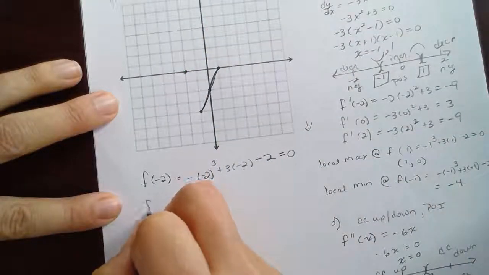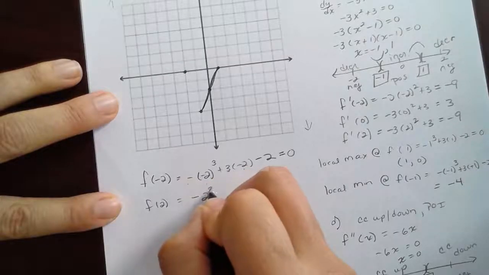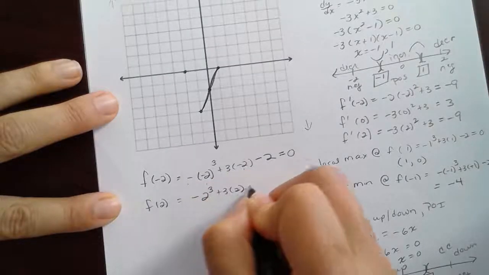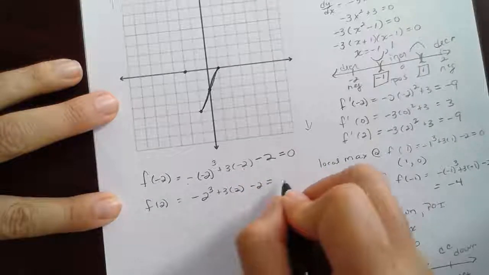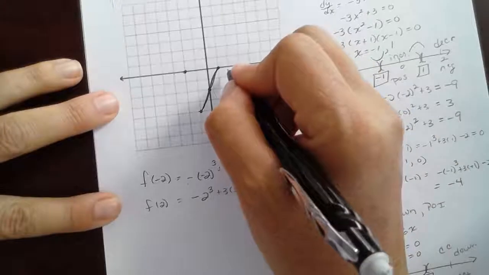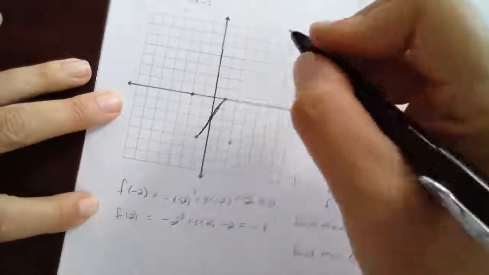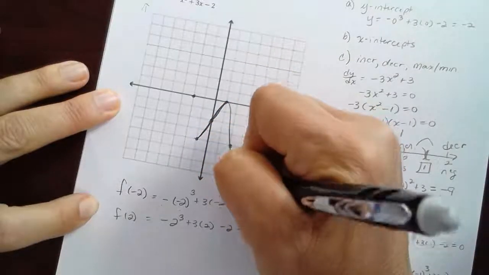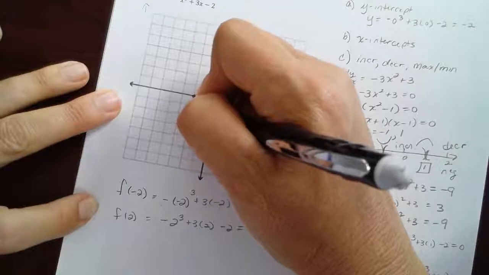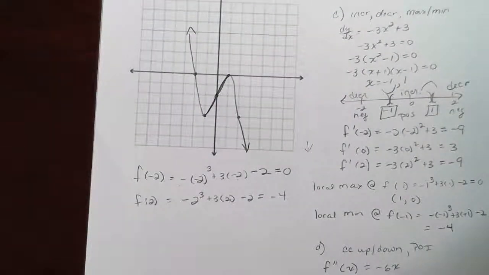And if we do f of +2, it'll be the opposite of 2 cubed plus 3 times 2 minus 2, which will be -8 plus 6 will be -2, minus 2 will be -4. So 1, 2, 3, 4. All right, so then it's falling and rising quite steeply. So that's approximately what our graph will look like.